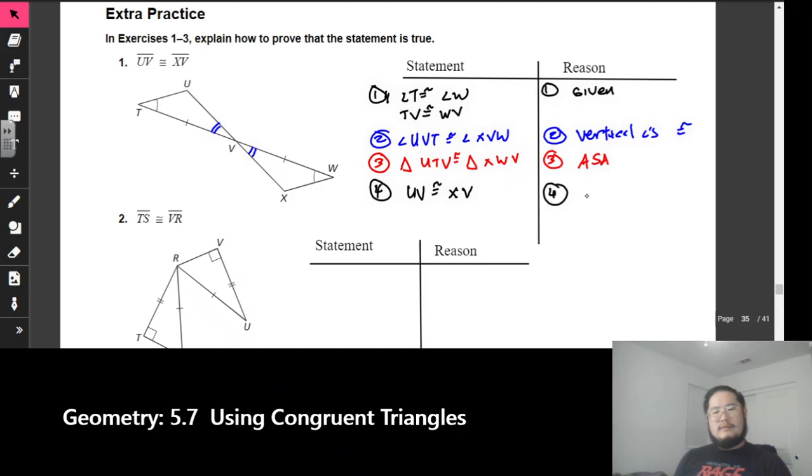Reason? CPCTC. Corresponding parts of congruent triangles are congruent. CPCTC. All right, I could also say right here that segment UV is congruent to segment VX, CPCTC. I could say that angle U is congruent to angle X now, CPCTC. Segment TU is congruent to segment WX. You know it, CPCTC.